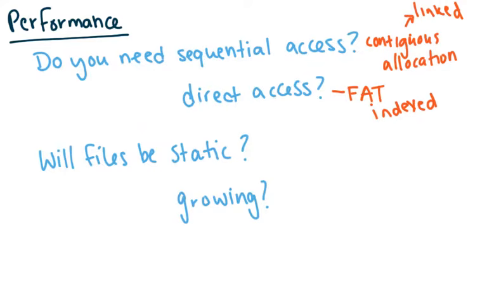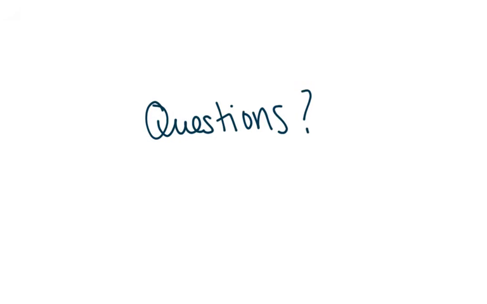Okay, what about the files? Are they going to be static files? Are they going to be small files? Are they going to be growing? If they're going to be static, again, contiguous is fine. If they're going to be growing, then you definitely want to use linked or indexed. So really, in order to decide what kind of allocation method you want to use in your OS, you have to decide what your OS is going to be used for, what files are going to look like, and so on and so forth before you make your decisions. Let me know if you have any questions. Thanks.